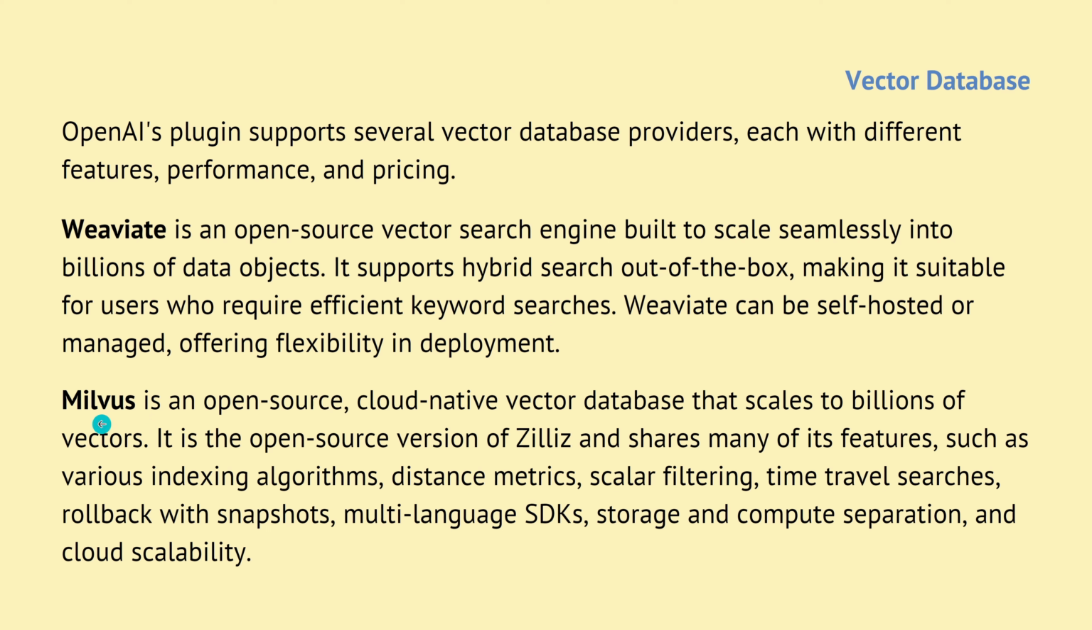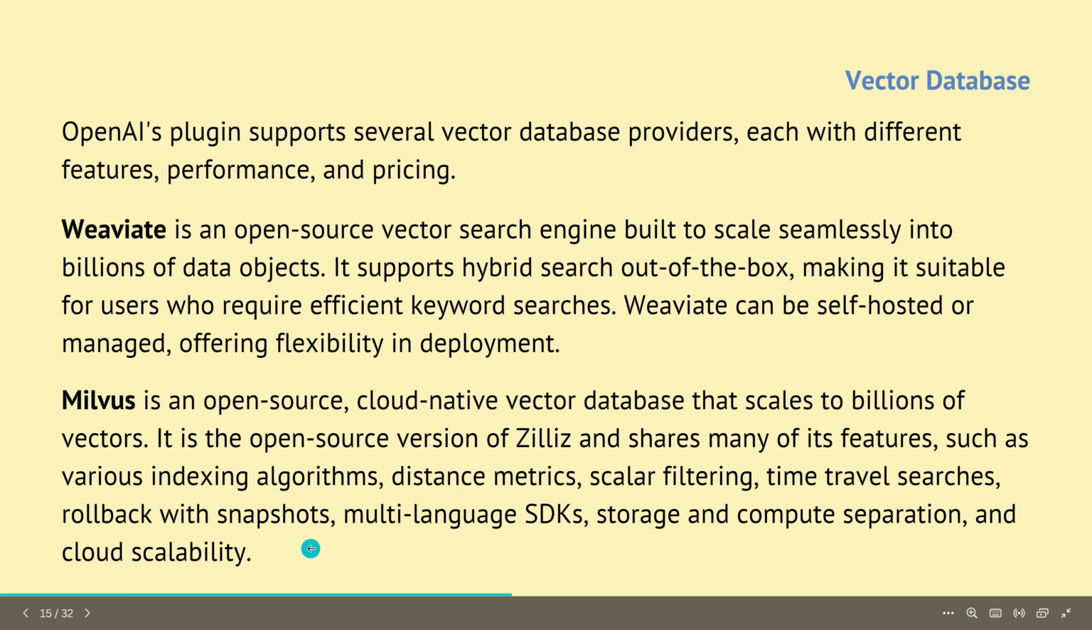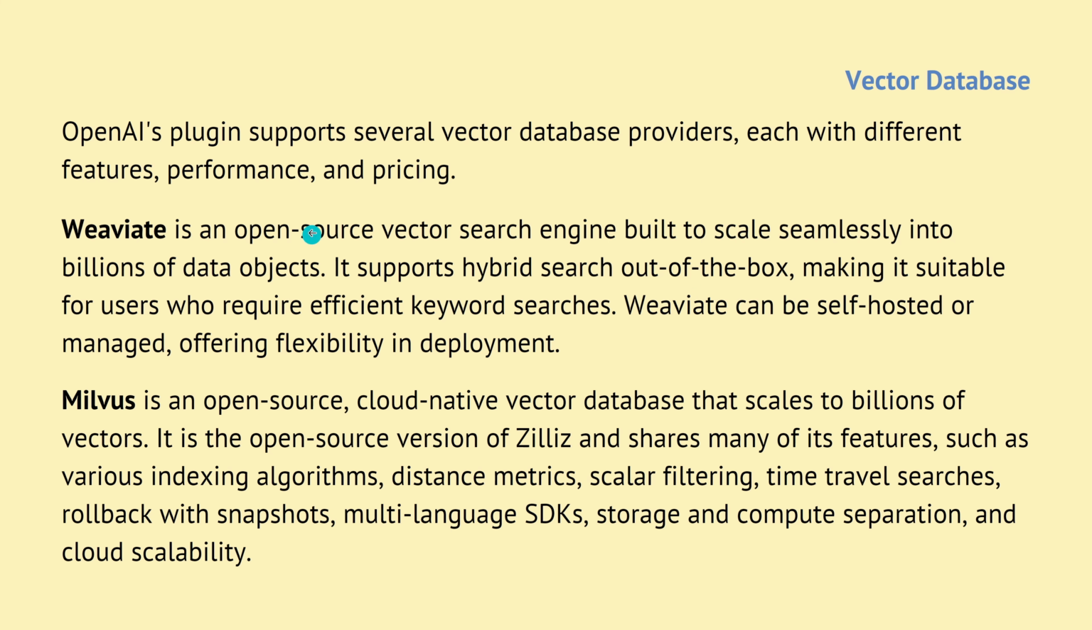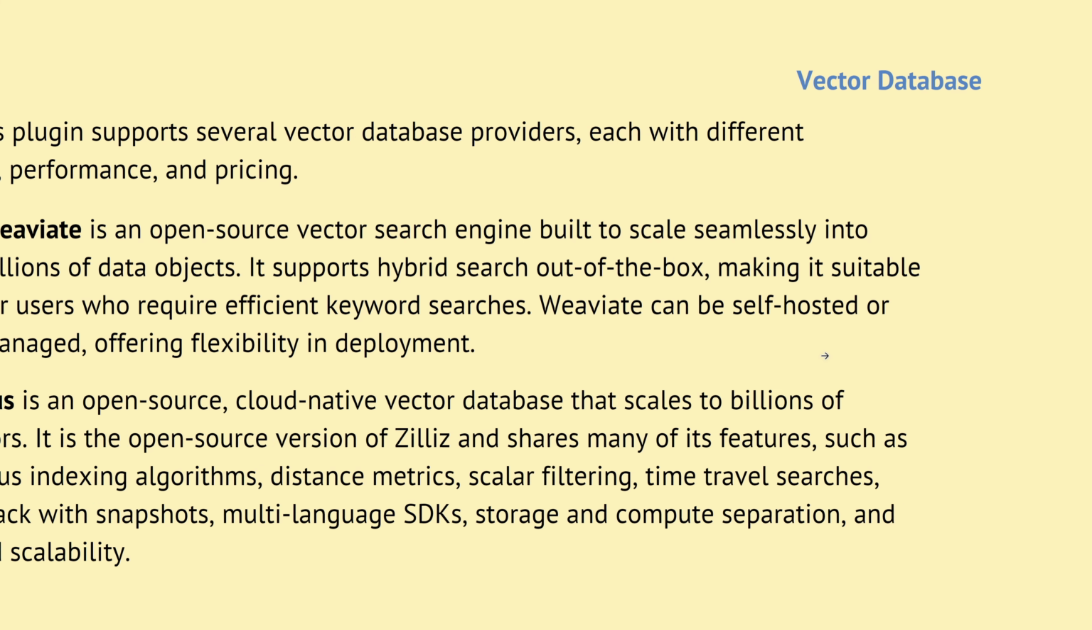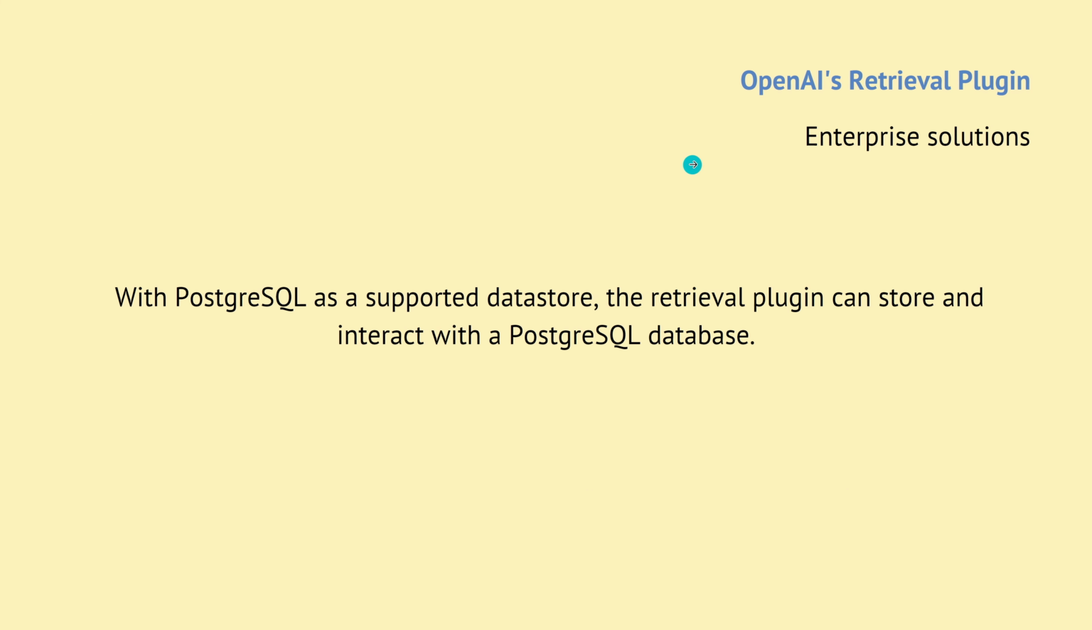Or you go with Milvus. It's an open source cloud native vector database. It is, if you want to call it, the open source version of another paid version, and it shares many of its features. You have a lot of opportunities, and you have, of course, and this is if you're an enterprise, cloud scalability. So either you go self-hosted or cloud, but open source are really powerful tools if you look for a vector database.